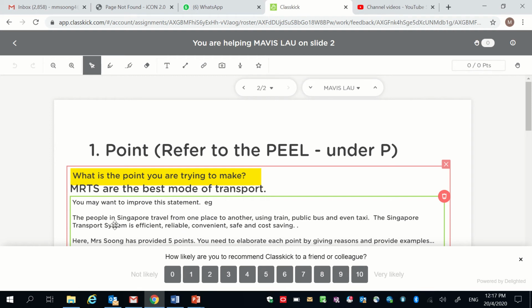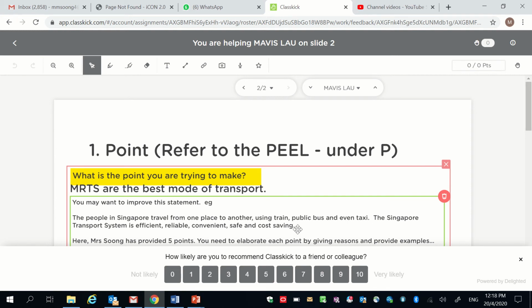The people in Singapore travel from one place to another using train, public bus, and even taxi. Now you notice I mentioned train, public bus, and taxi. Why? Because these were the three modes of transport that were shown on the composition paper.